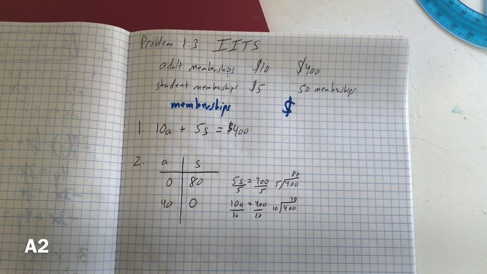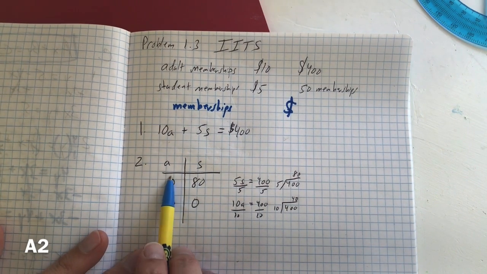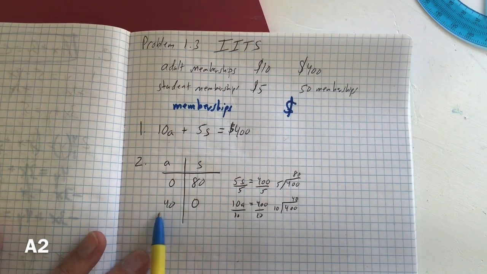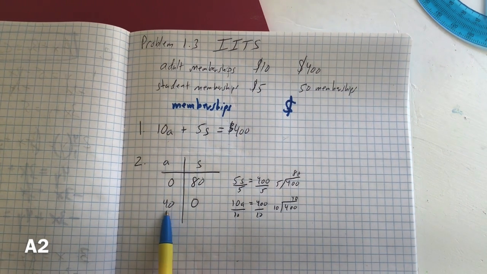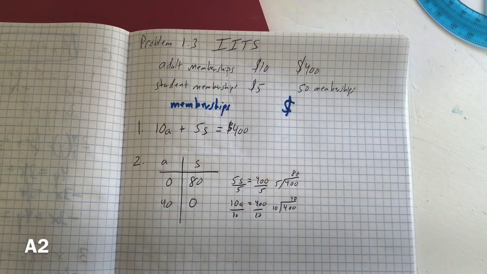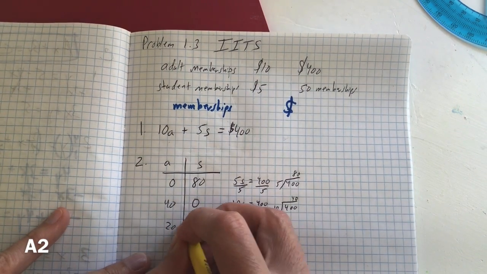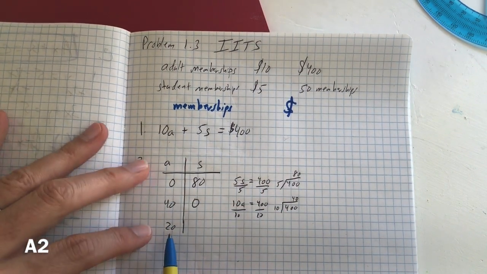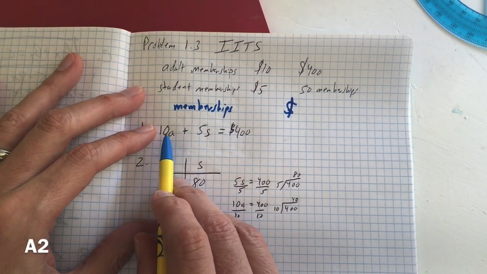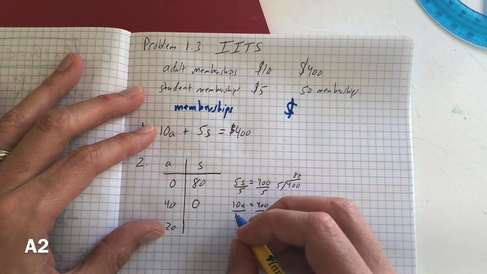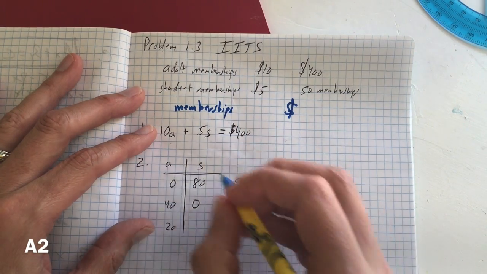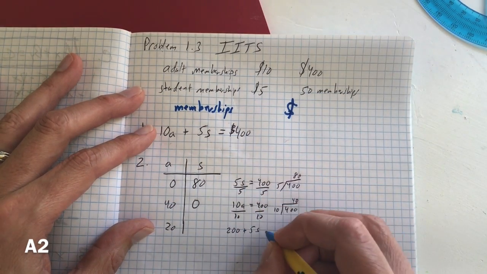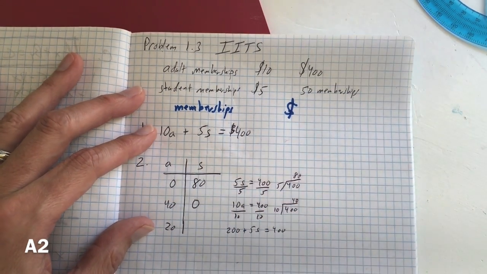So now we can just plug in any other numbers and figure out what that would be. I see right in the middle of both of these, we've got a 0 and a 40. So I'm going to try plugging in 20 for A. So let's put that down here. 20 for the adults. So that means I would do 20 times 10, which I know is going to be 200, then plus the 5S is equal to 400.